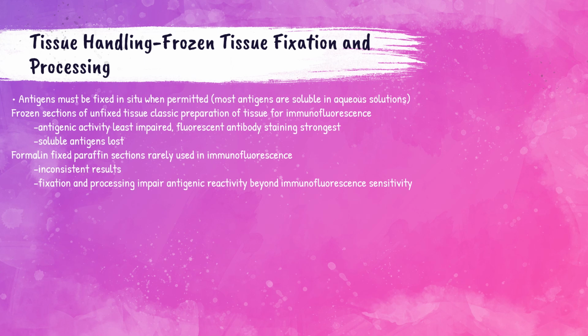Tissues that have been fixed in formalin are rarely used in the immunofluorescent technique. This is because it provides inconsistent results, because fixation and processing impair the activity of the antigen. We're wanting to look at the activity of the antigen, so we want to make sure that we're using techniques that don't inhibit that antigen or prevent it from being active.